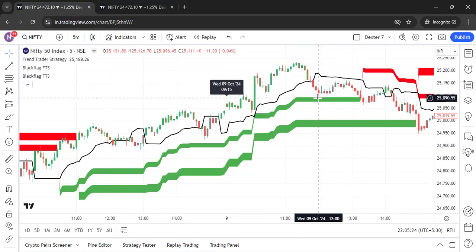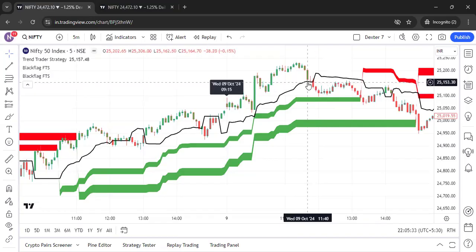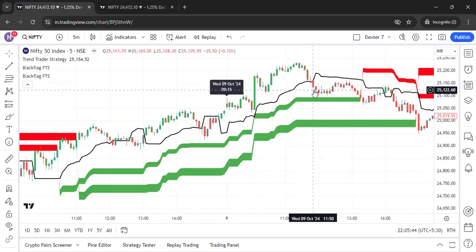Another way of trading is, let's say the candle that broke the trend is of, let's say, 40 points. When I say 40 points, you just take the difference between the high and the low. So the difference between the high and the low is what? 25169 minus 25128, approximately 40 points. So the next candle would probably move by at least 1 by 2, which is 20 points.